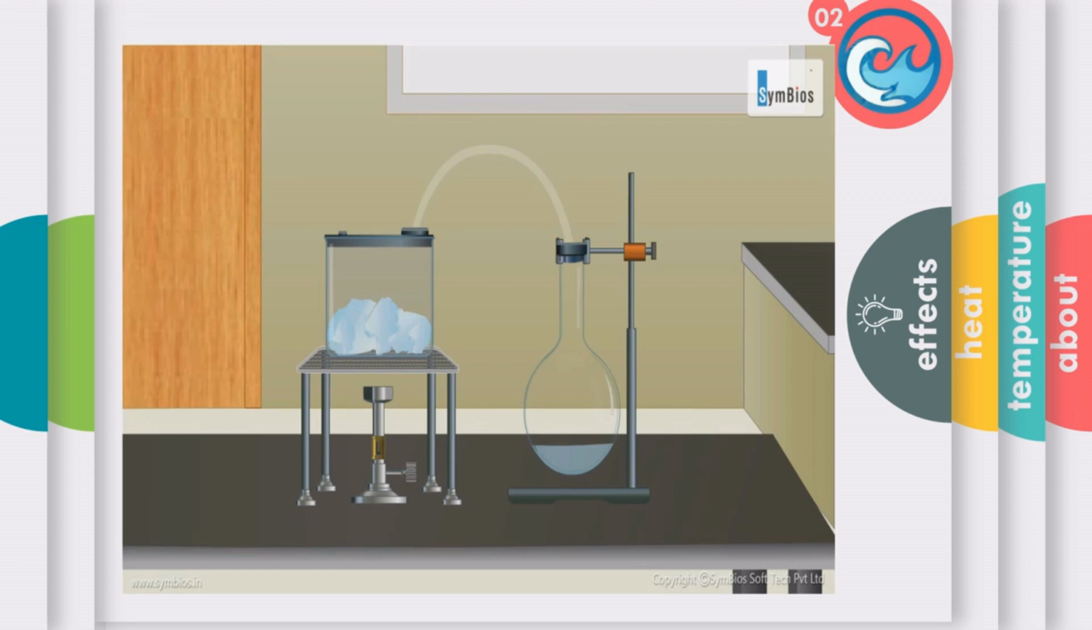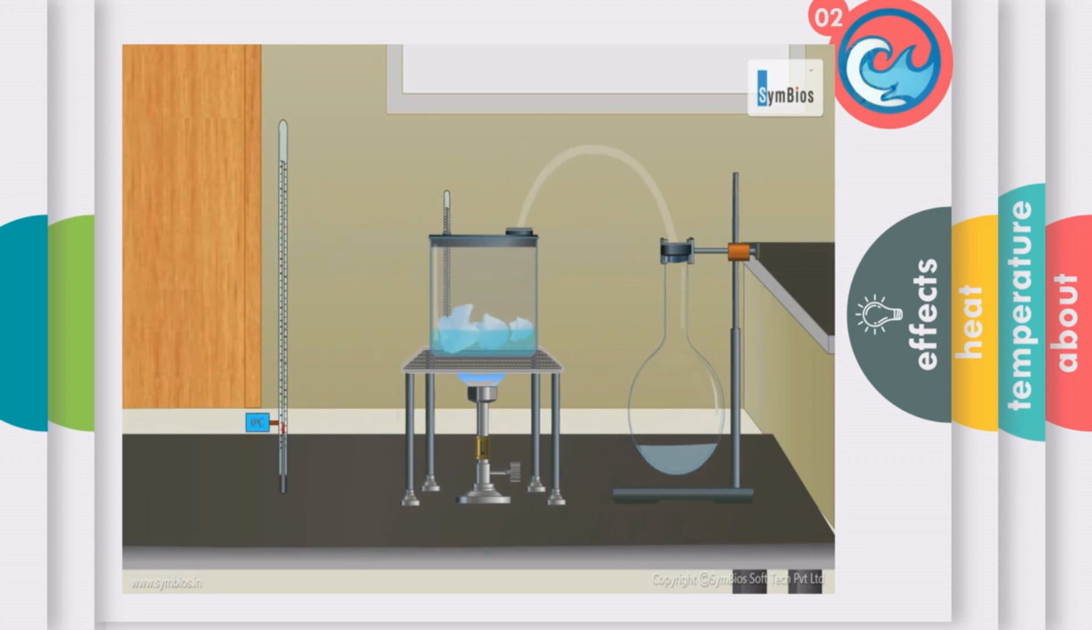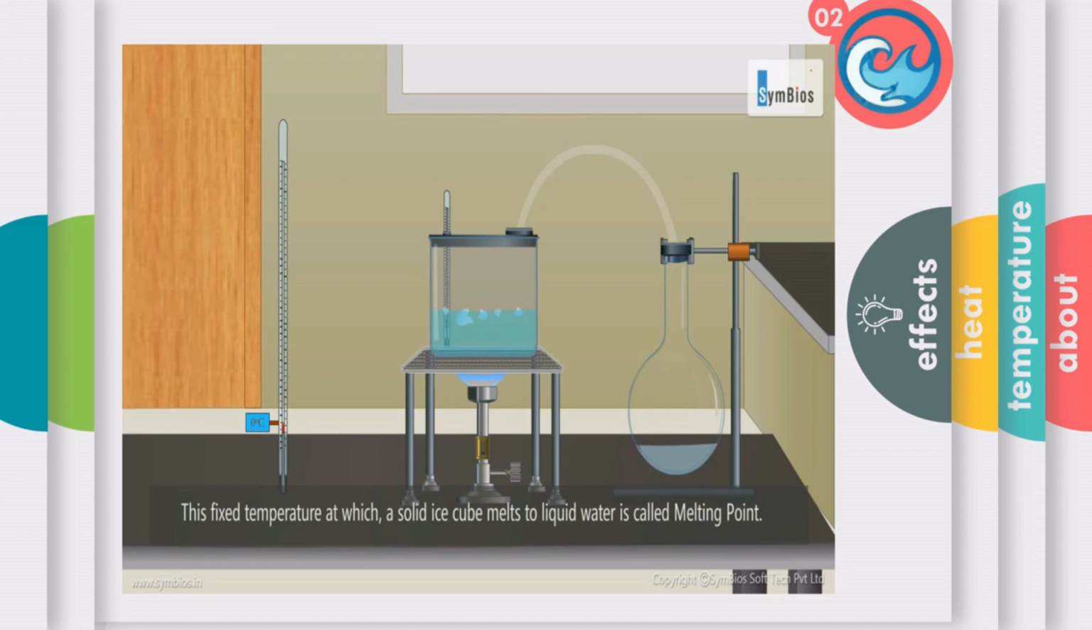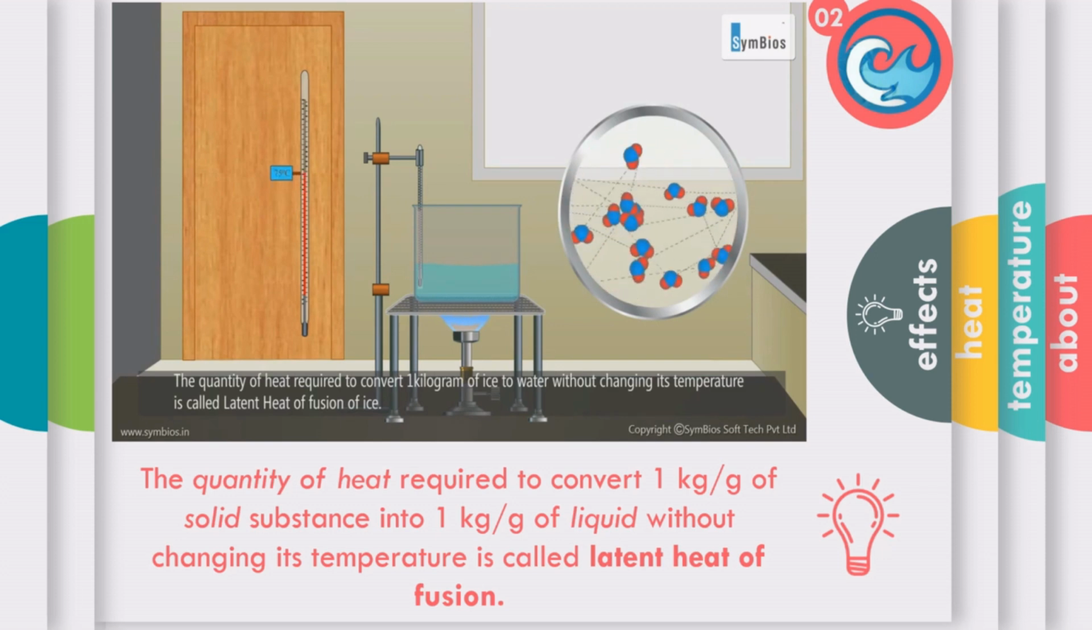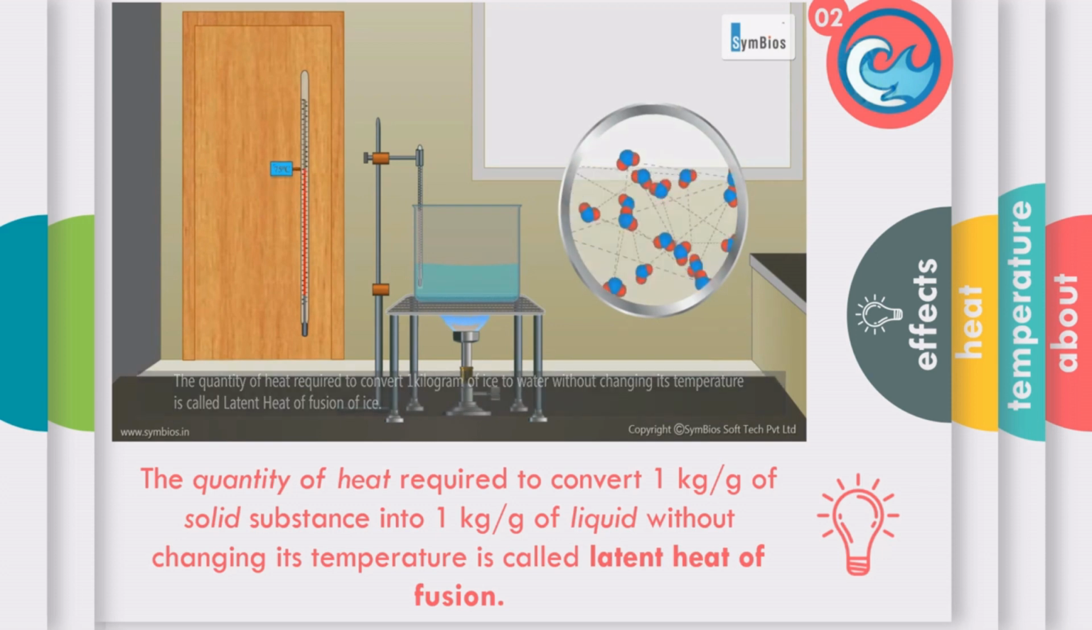When we place a thermometer in the vessel containing ice and gradually heat the vessel over the flame, temperature of the ice vessel remains constant at 0 degrees Celsius until all ice has melted. Despite supplying heat to ice, its temperature remains constant. This fixed temperature at which the solid ice cubes melts to liquid water is called melting point. The quantity of heat required to convert 1 kilogram or gram of solid substance into 1 kilogram or gram of liquid without changing its temperature is called latent heat of fusion.